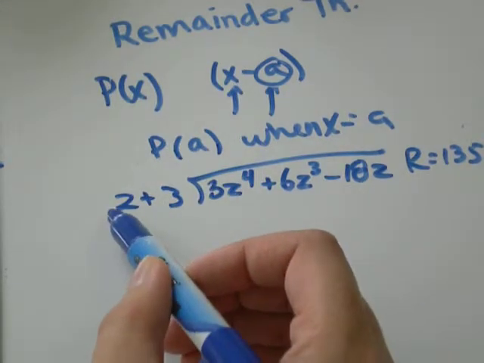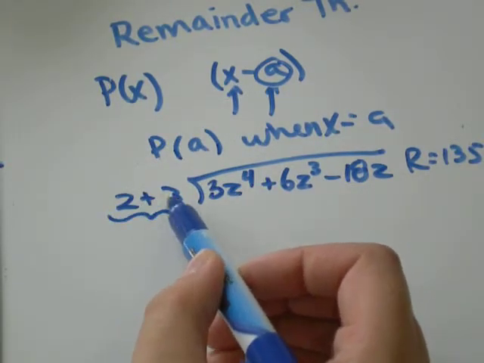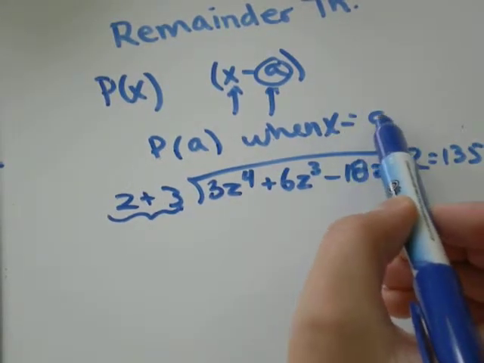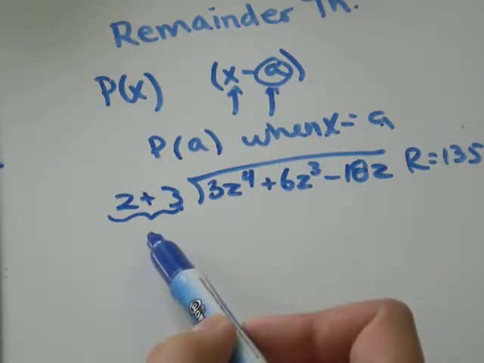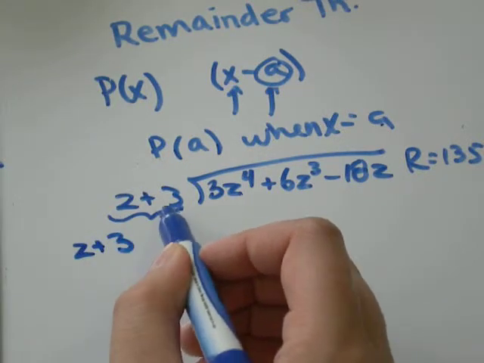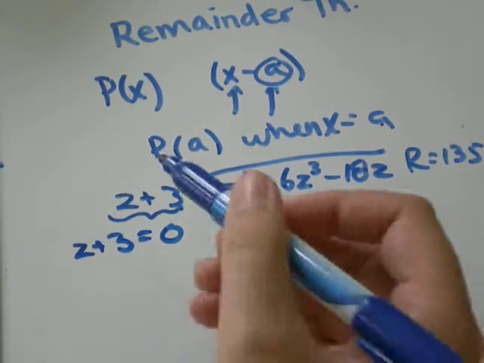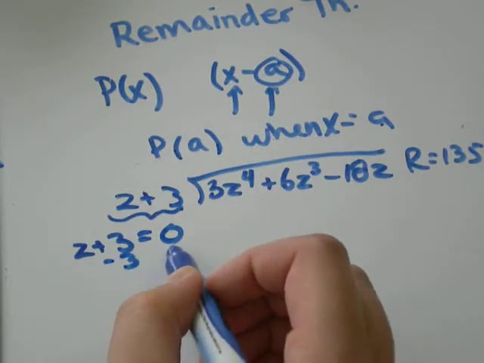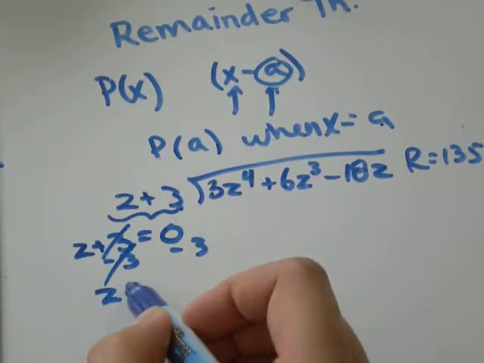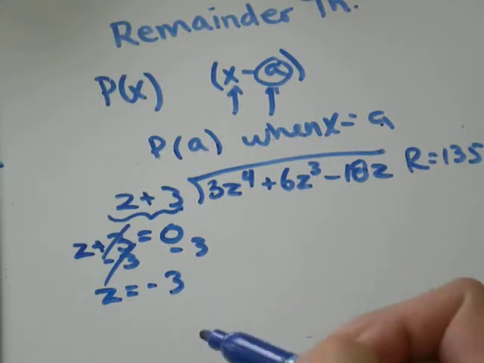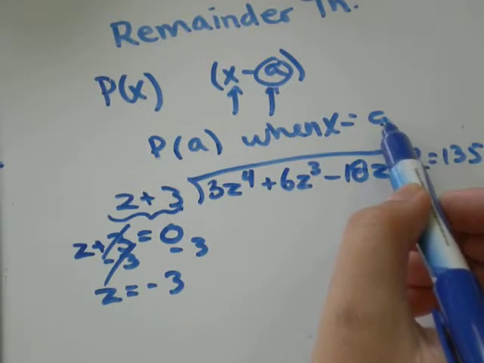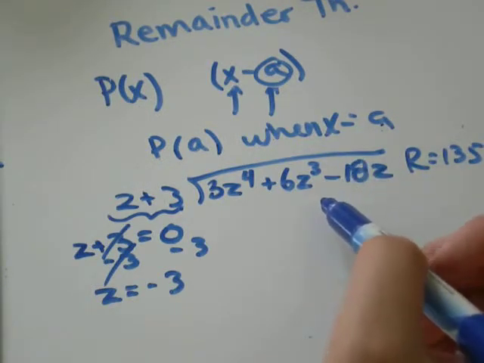The first thing I'm going to do is look at my binomial, z plus 3. The remainder theorem says your variable has to be equal to a number. Well, z plus 3 isn't representing my variable being equal to a number. So all I need to do is set it equal to 0. To get my variable by itself, I'll subtract 3 from both sides. Positive 3 minus 3 is just 0, so this becomes z equals 0 minus 3, which is negative 3. That's equivalent to x being equal to a. A is a number, x is whatever variable you have.